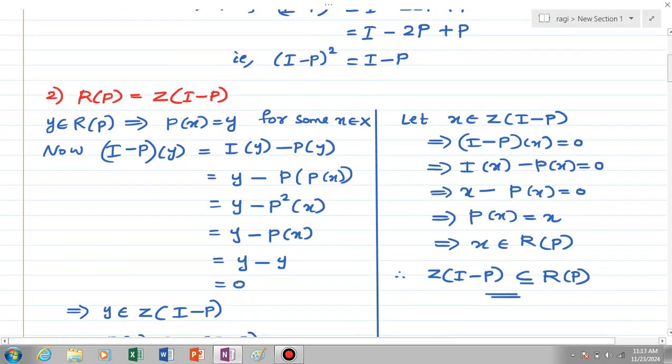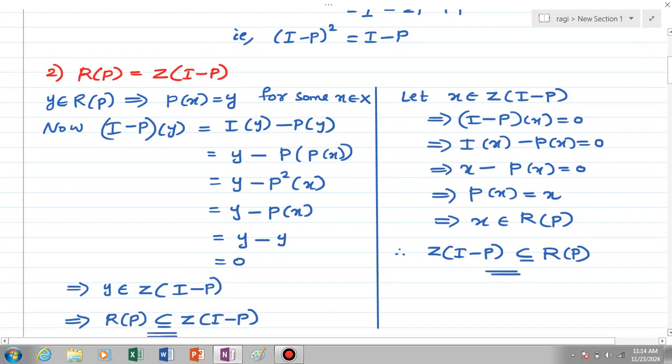The proof is here. If we choose Y element of R of P, then it means that Y is equal to P of X for some X element of X, since it is an element of the range space. Okay. Then (I minus P) of Y is equal to I of Y minus P of Y, which is equal to Y minus P of X, because Y is equal to P of X, and this becomes Y minus P square of X, and since P square is equal to P, this becomes Y minus P of X, and P of X is again Y, so this equals 0. This means that the point Y is an element of Z of I minus P. Okay, so we have R of P is a subset of Z of I minus P.